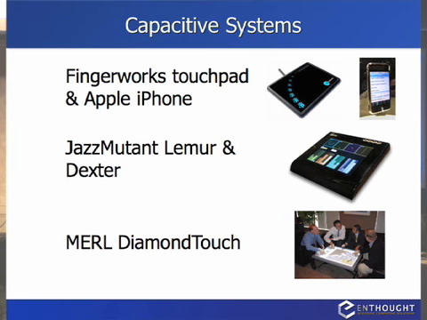They use capacitive sensors overlaid on top of an LCD panel, and they make the Lemur, which is like a configurable musical mixer synthesizer device. They've also announced a device called the Dexter, which is sort of a larger-scale version of the Lemur. And at Mitsubishi Research Labs, they created a large collaborative table that was capacitive, and they were using that to explore collaborative computing.